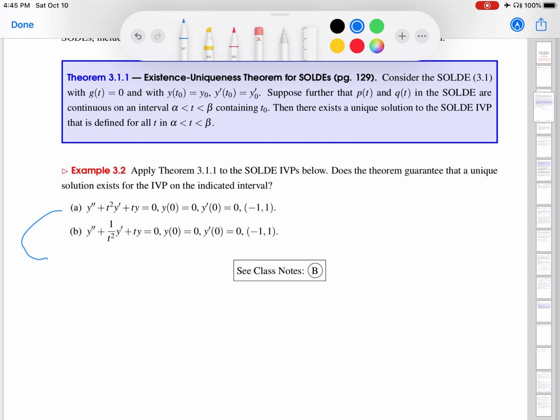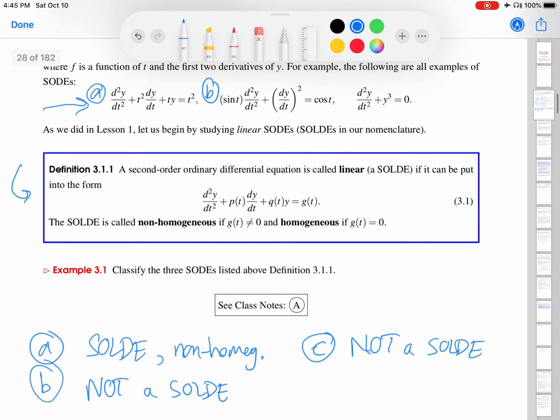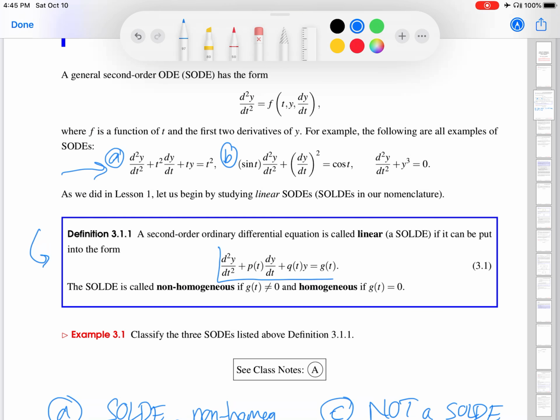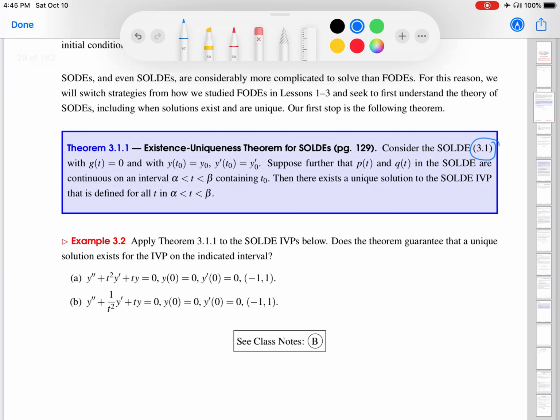All right, so for part A, let's look at, first of all, the theorem itself. The theorem says, consider the SOLDE 3.1. So 3.1, we're going to scroll up here a little bit, is the general form of a SOLDE. That's the standard form of a linear second order ODE. So the theorem basically says, consider that general form with g of t equals 0. So now we're talking about a homogeneous SOLDE. And there are some initial conditions given here. So far we're learning that this is a theorem about homogeneous SOLDEs.